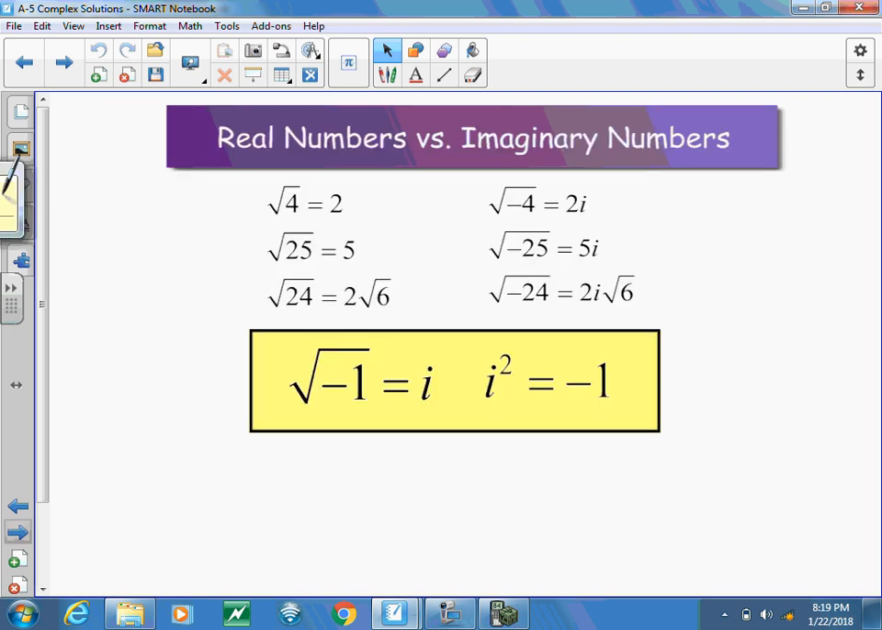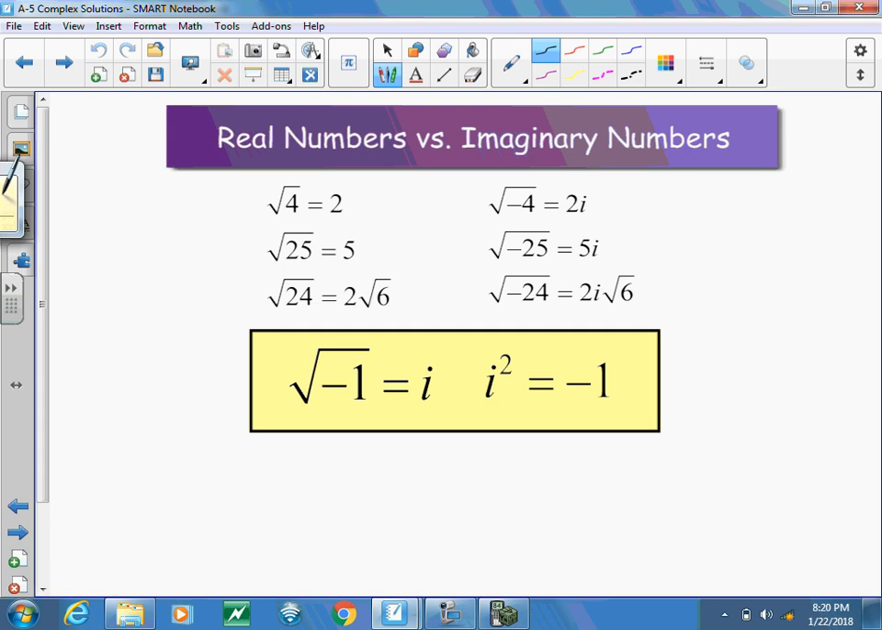Remembering that with a complex number comes the imaginary number part, really all it is is working with this i. When you take the square root of a real number, the square root of 4 is 2, the square root of 25 is 5, the square root of 24 is 2 square roots of 6, simplified. Now when we take the square root of negative 4, that becomes 2i. The square root of negative 25 becomes 5i. The square root of negative 24 becomes 2i square roots of 6. The square root of negative 1 is what always equals i, and therefore i squared is equal to negative 1.